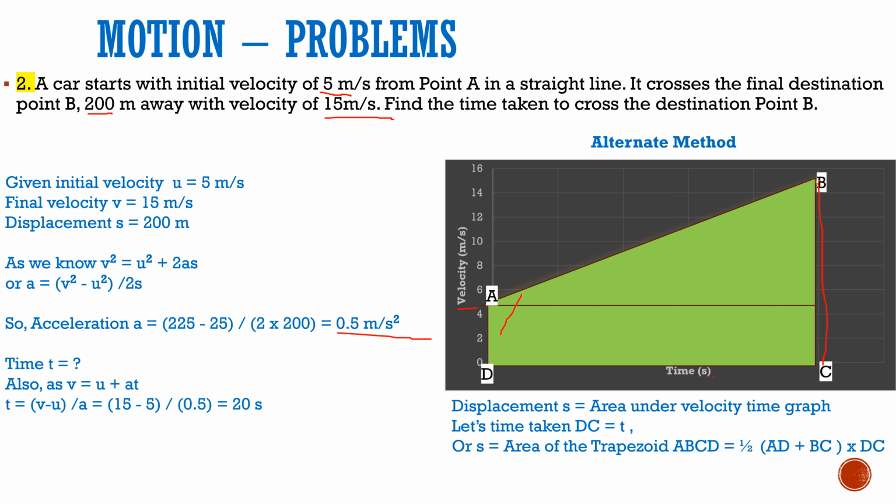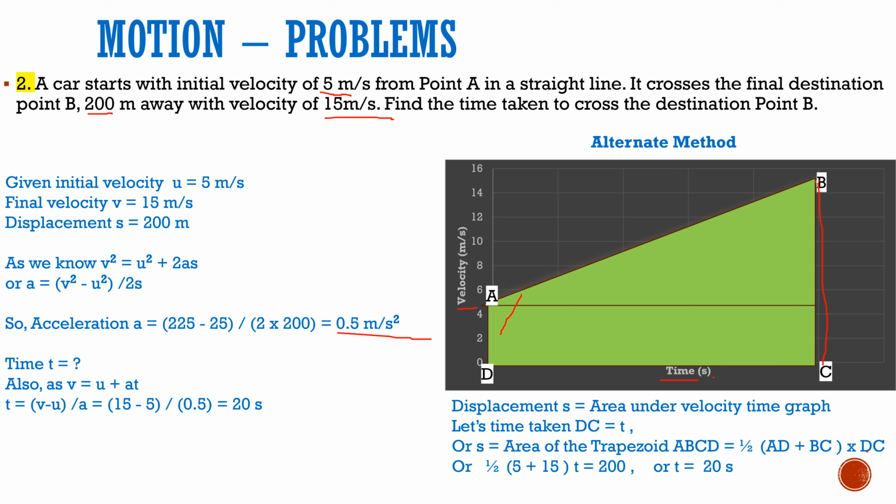So DC is the unknown part because DC is the time in this case. So let the total time be T, small t. In this case, AD is 5, we already know, U, and BC is the final velocity V, which is again 15. So we just replace the values, and also we know S is equal to 200. So we say half into 5 plus 15 into T unknown is equal to 200, which is again the total displacement. So we get comfortably T equal to 200.